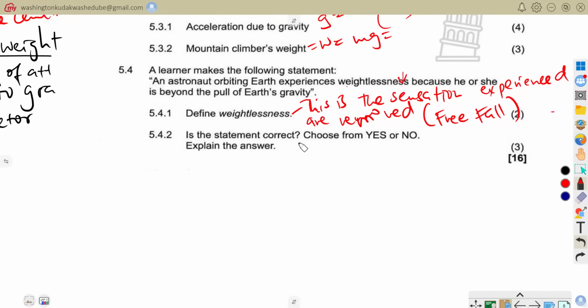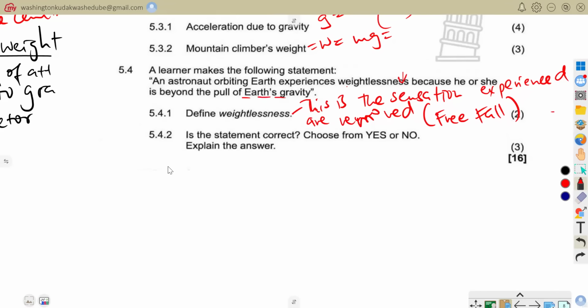Now, is the statement correct? Choose from yes or no. That an astronaut orbiting the Earth experiences weightlessness because he or she is beyond the pull of gravity. There is still the pull of gravity there. That's the reason why the astronaut would appear as if he's floating. But the main reason is the speed at which he or she is moving is the same as the speed of every object that is moving around the Earth.